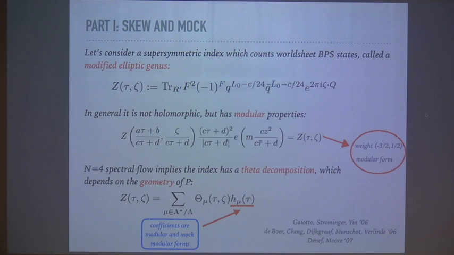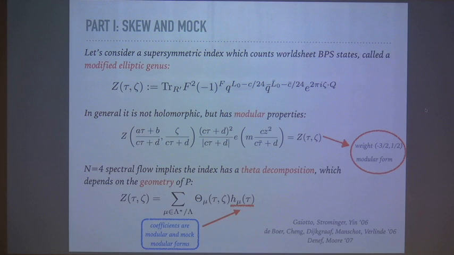And in general, this index is not holomorphic like the elliptic genus, yet it still has modular properties. In particular, because it depends on both tau and tau bar, it transforms with a weight in tau and a weight in tau bar, and the weight turns out to be (-3/2, 1/2).